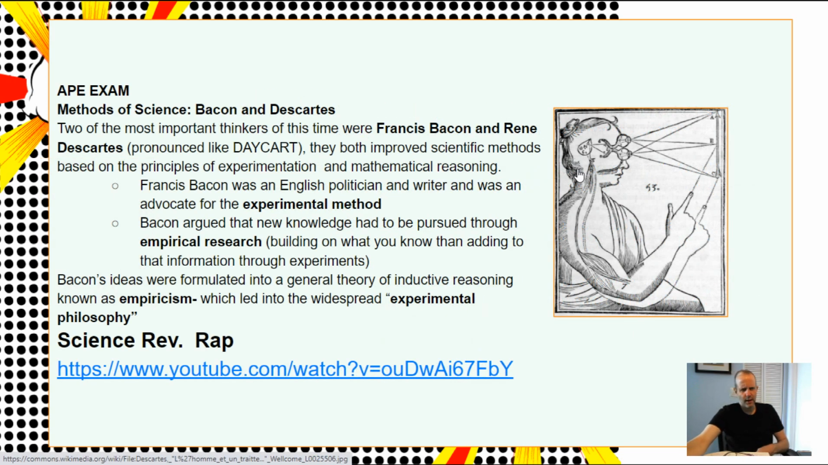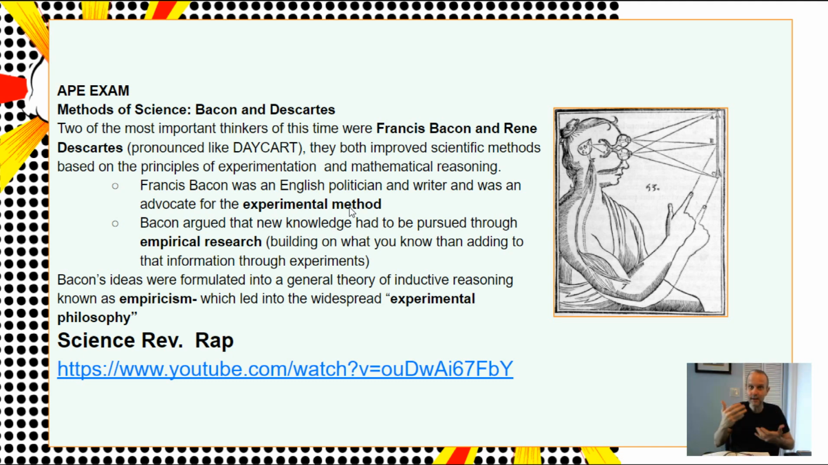The methods of science were basically dissected through two big philosophers that you need to know, which would be Francis Bacon and René Descartes. Now, Bacon was more about the experimental method, and he basically focused on the ideas of empirical research. So that's the one you need to know for Bacon.